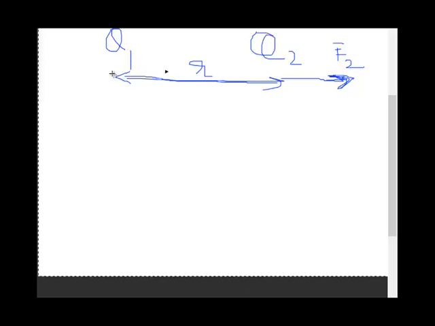Similarly, Q1 will also experience some force due to Q2 in the same radial line, but in the opposite direction. So it will experience the force F1. F1 is the force experienced by charge Q1 due to charge Q2. So this is nothing but Coulomb's law.